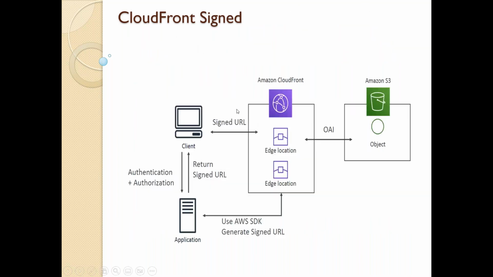So a CloudFront signed URL works like this. When the user clicks on that URL, you get a signed URL back, and using that URL, they will be able to access the S3 object here. And again, it has to be validated using our OAI. Without the OAI, you will not get the object back.